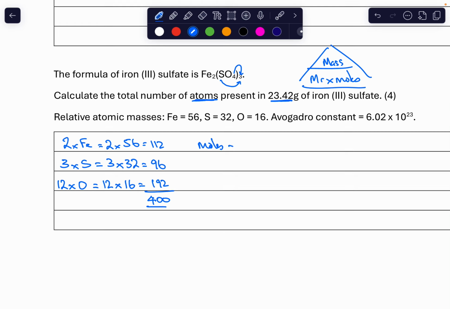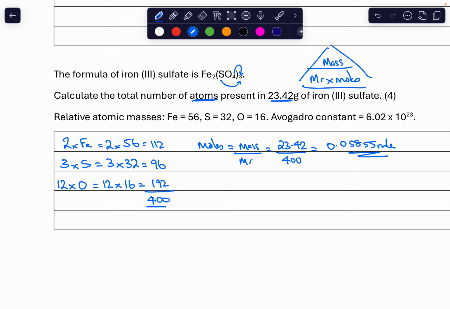So the moles is going to be the mass divided by the Mr. So the mass is 23.42. The Mr we've just worked out is 400. So we've got 23.42 divided by 400, and that's going to be 0.05855 moles. So kind of step 1 and 2 done. What we now need to do is convert this number of moles here into a number of particles.